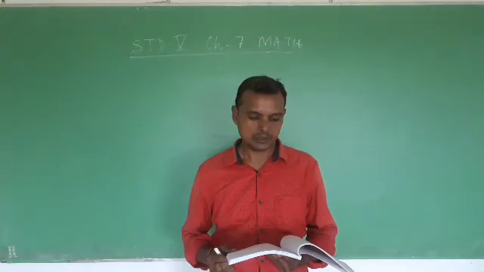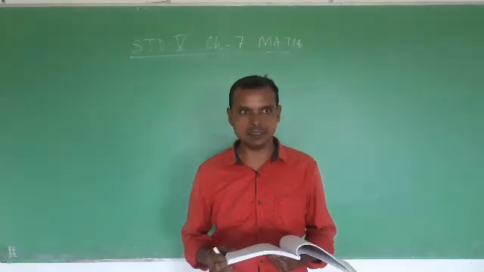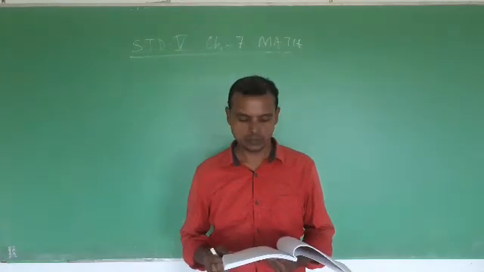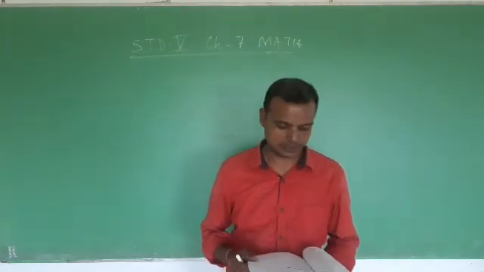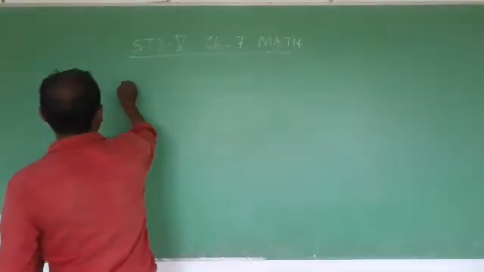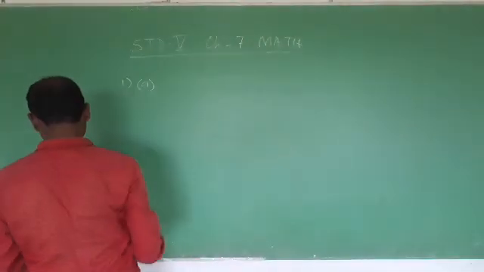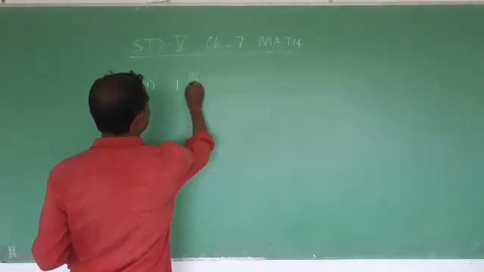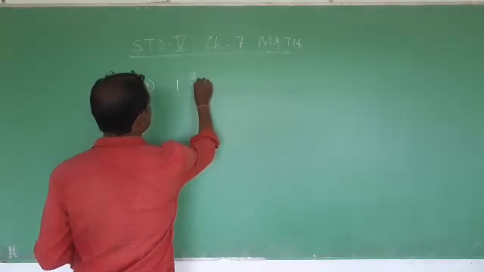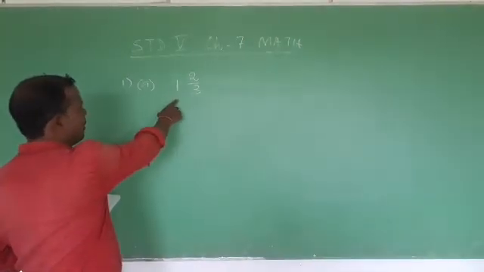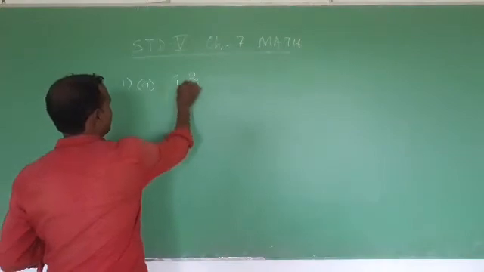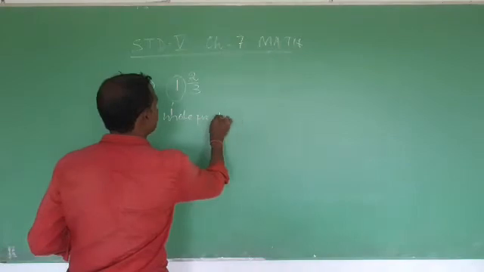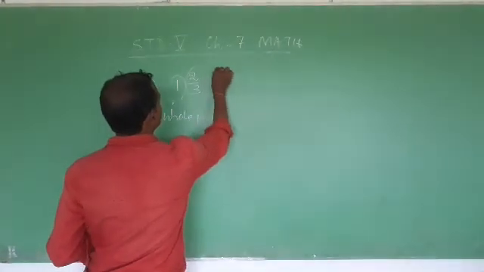Okay? So, in question number 1, some fractions are given as mixed fractions and you have to convert these fractions into improper fractions. In question number 1 bit I, 1 whole 2 by 3 is given. Okay. It is read as 1 whole 2 by 3. 1 is known as what? This is the whole part. And 2 by 3 is the what? Fractional part.